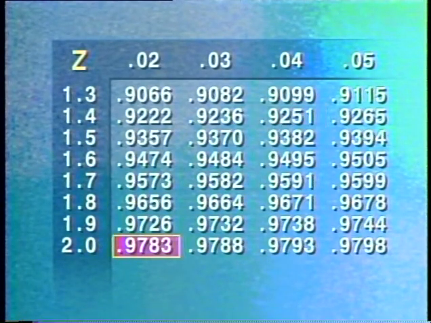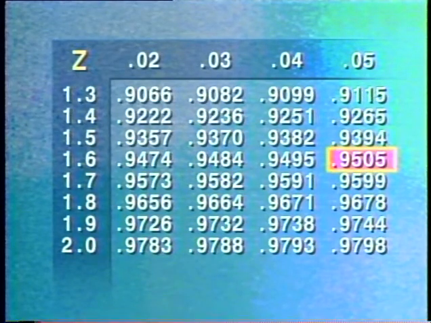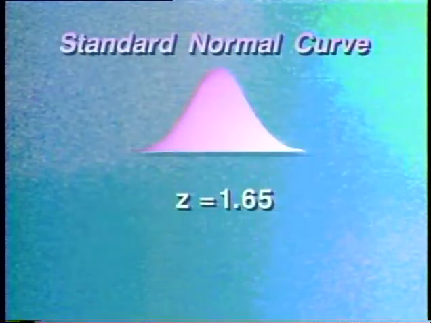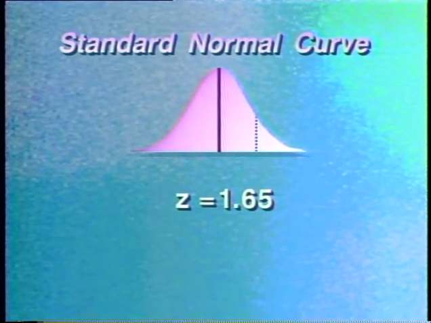Since the table gives the area below any level, we search the body of the table for the entry closest to 95%. That's 0.95. And here it is, 0.9505. Using the table in reverse gives us a z of 1.65. Now remember that this is the standardized measurement. It tells us how far from the mean this measurement is in terms of standard deviations.